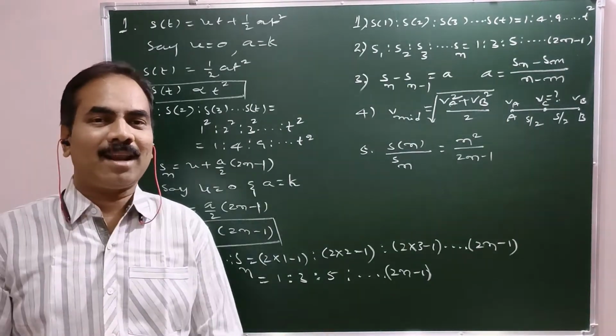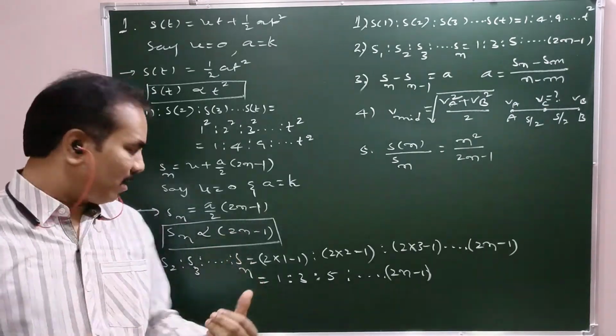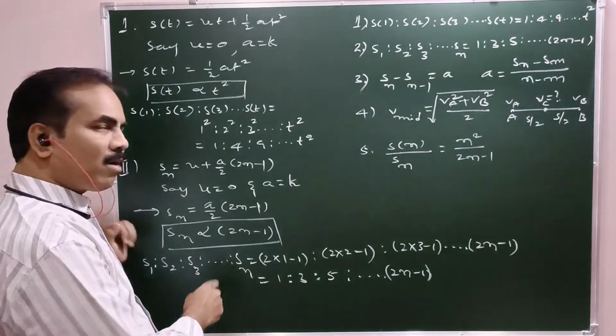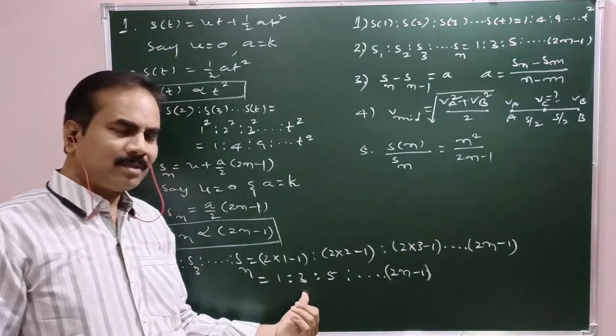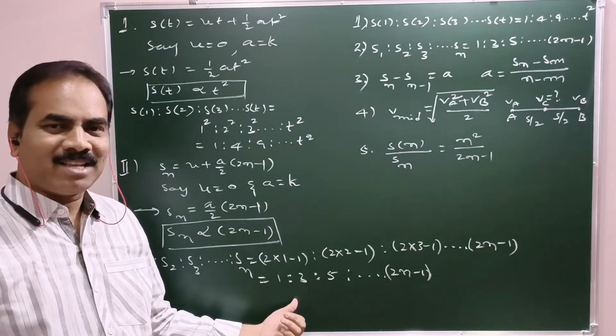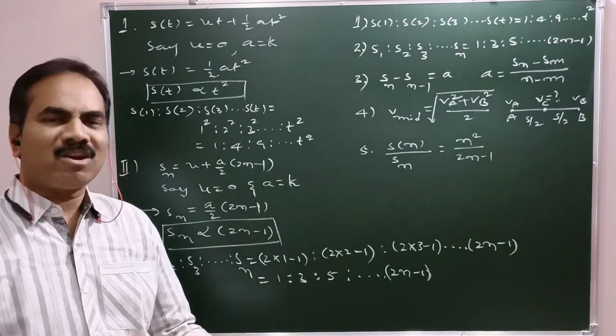Now what is the time interval here? Exactly 1 second. Okay. Now time interval from 1 to 2 means 1 second. From 2 to 3 also 1 second. From 3 to 4 also 1 second. It means this relation is not only valid for successive seconds. Of course, it is valid for successive equal intervals.